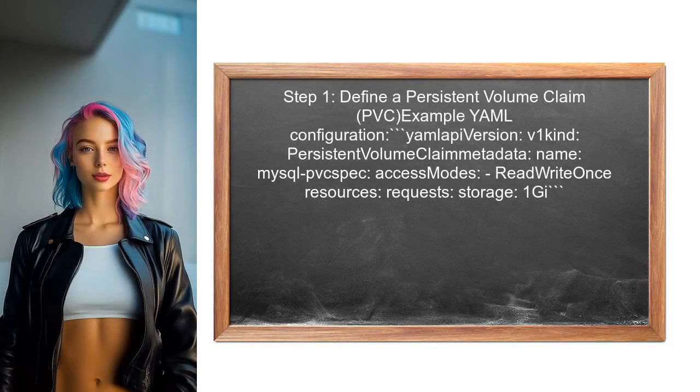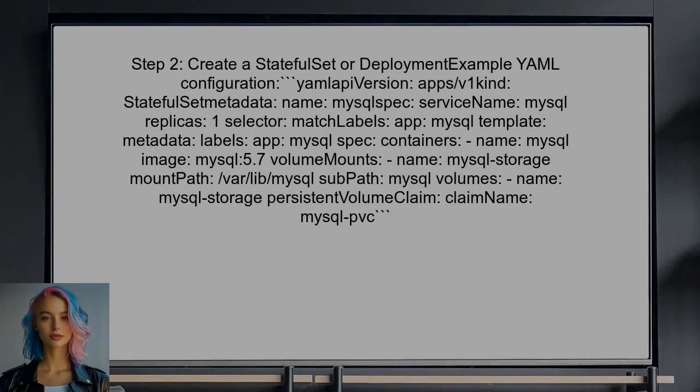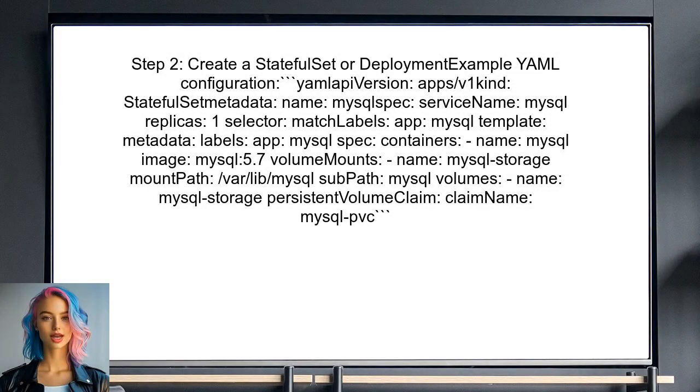To create a directory inside a Kubernetes persistent volume, the user should start by defining a persistent volume claim in their YAML configuration file. This will allow them to request storage from the cluster. Next, the user needs to create a stateful set or deployment that uses this persistent volume claim. This is where the directory will be created when the container starts.